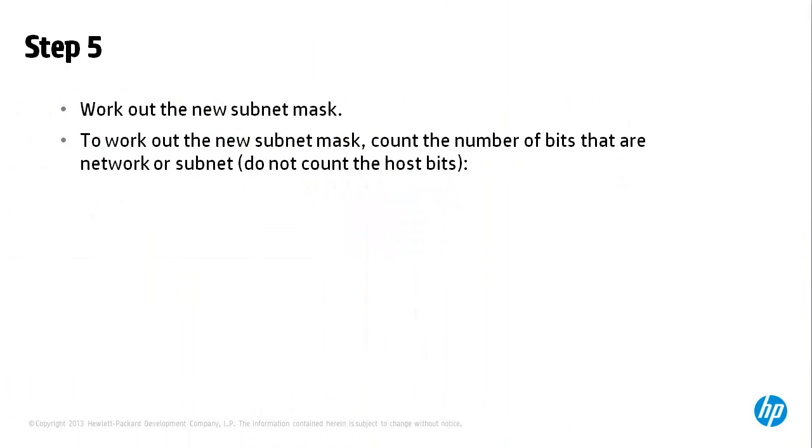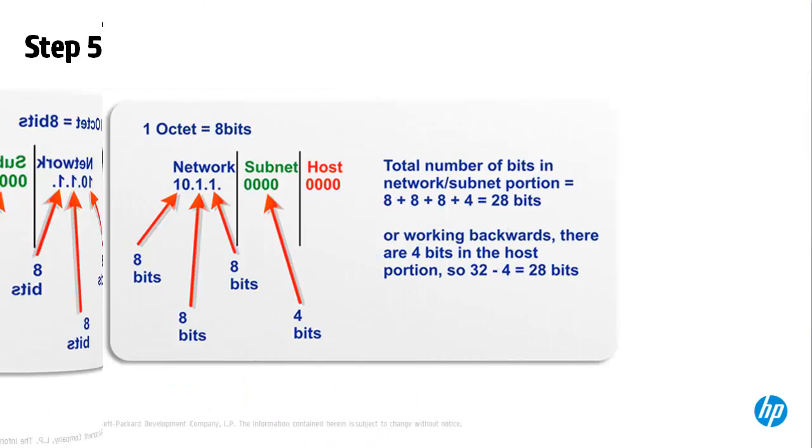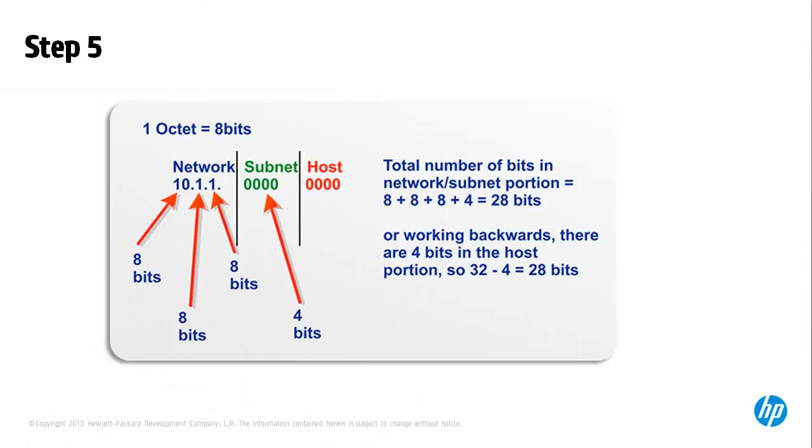The next step is to work out the new subnet mask. To work out the new subnet mask, you count the number of bits that are part of the network or the subnet, but don't count the host portion. So ignore the host, but add the network and subnet bits together. So from the left-hand side, we're going to count the number of bits in the network and subnet portion. Now remember that an octet is 8 bits in size, or 8 bits in length.